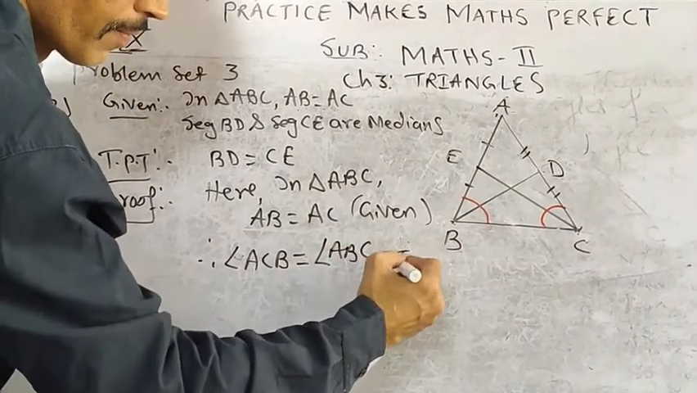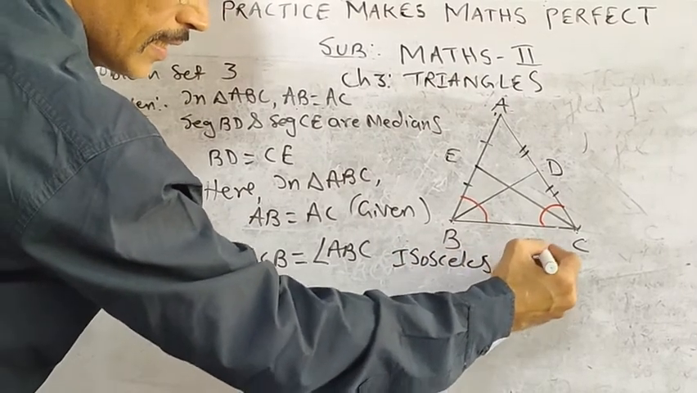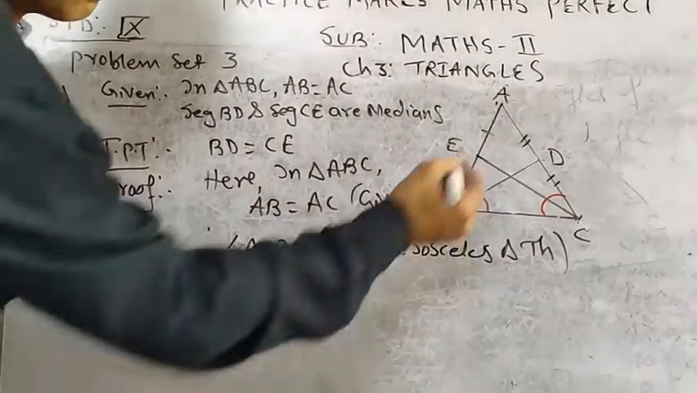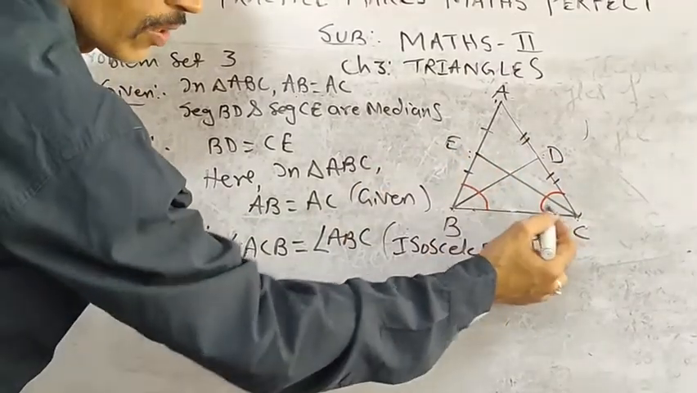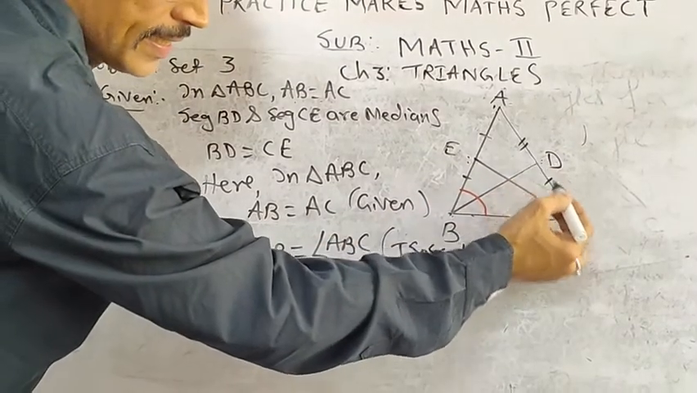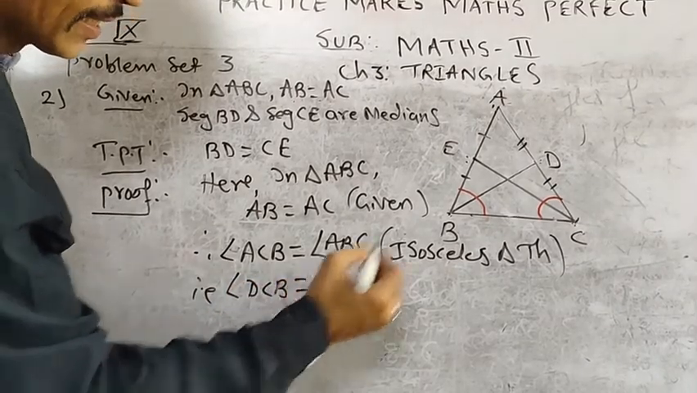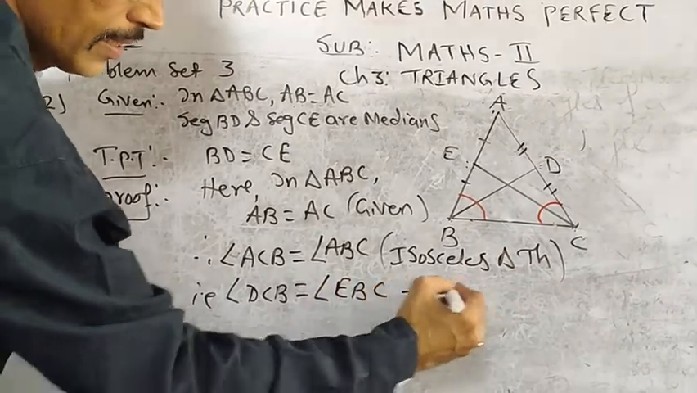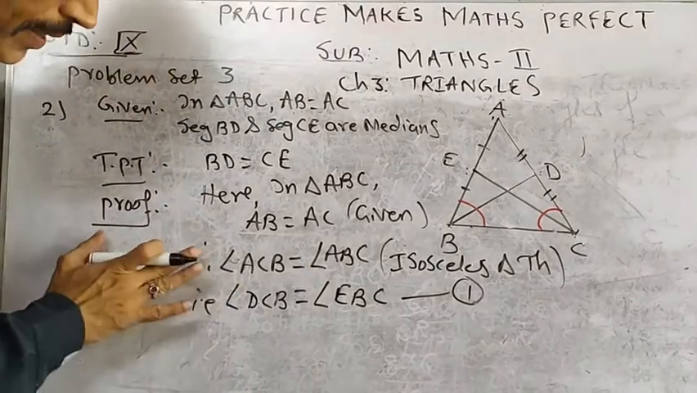This is called the isosceles triangle theorem. Why? You know, two sides are equal. If two sides are the same, that means two angles are also the same. That is why we will take a short name. Angle DCB is equal to angle EBC. Short name we will take because we need this. Number 1. Same angles with a different name. Angle is the same, but the name is different.